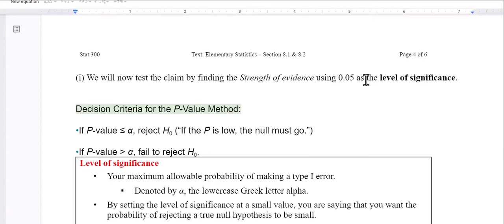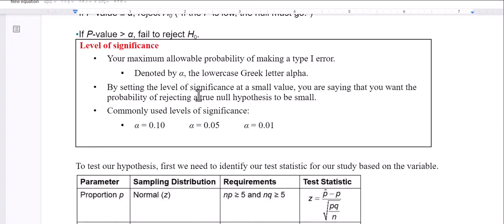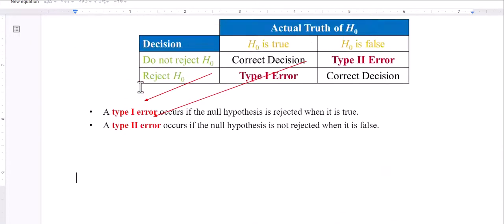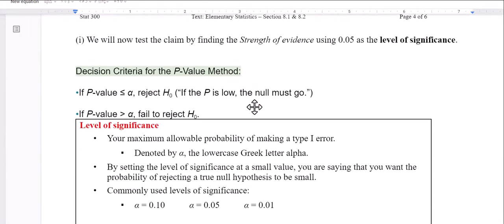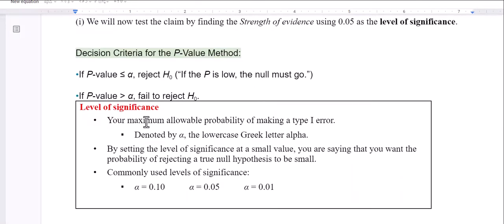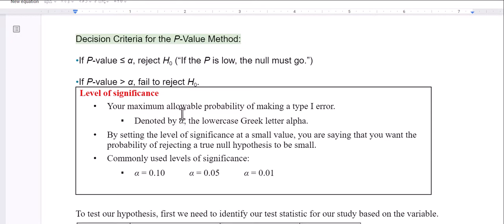And let's see, what is a level of significance? Here's a definition of that. A level of significance is your maximum allowable probability of making a type 1 error. Remember, a type 1 error is when the null hypothesis is true and we reject it. So our level of significance is the maximum allowed probability of making that type of error. This is our alpha.